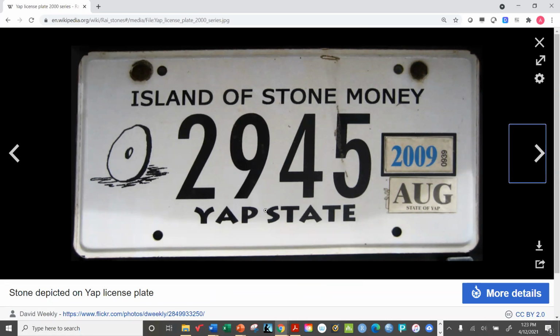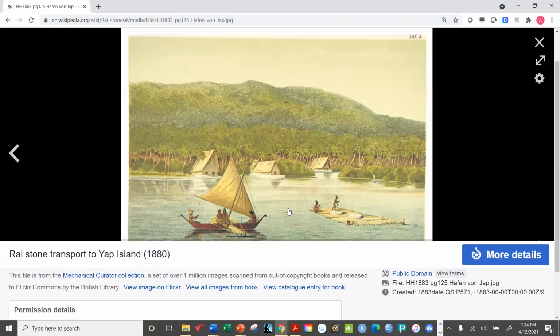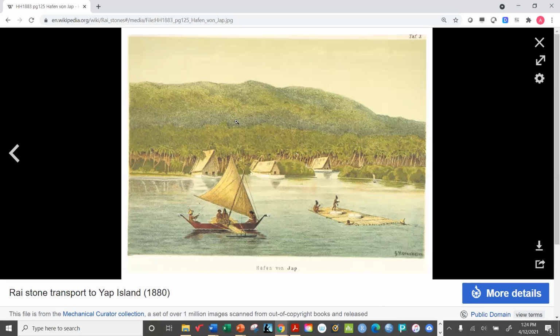Oh, I didn't realize. It looks like they're promoting themselves and their license plates as the Island of Stone Money. I was not aware of that one. And there's a picture of them being carted across the river to Yap. But no, I'll find one. Don't worry.